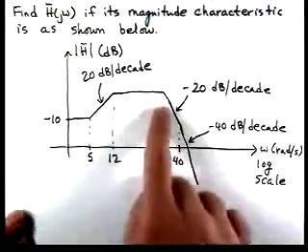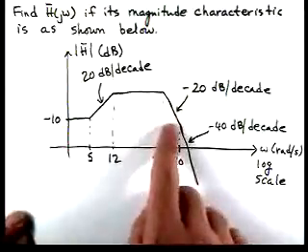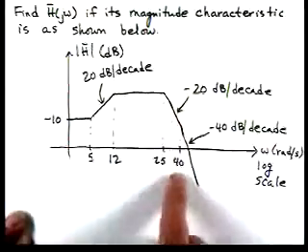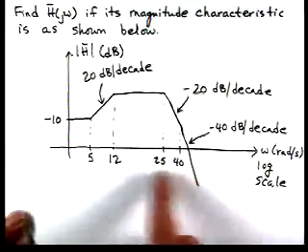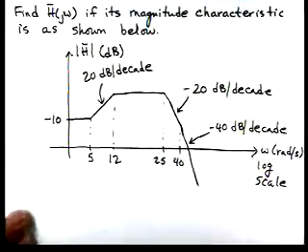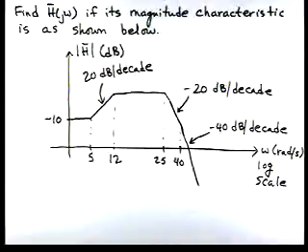At omega equal 25, the curve turns down at minus 20 dB per decade, and then at 40, it turns to minus 40 dB per decade, so they must both be poles at omega equal 25 and omega equal 40.